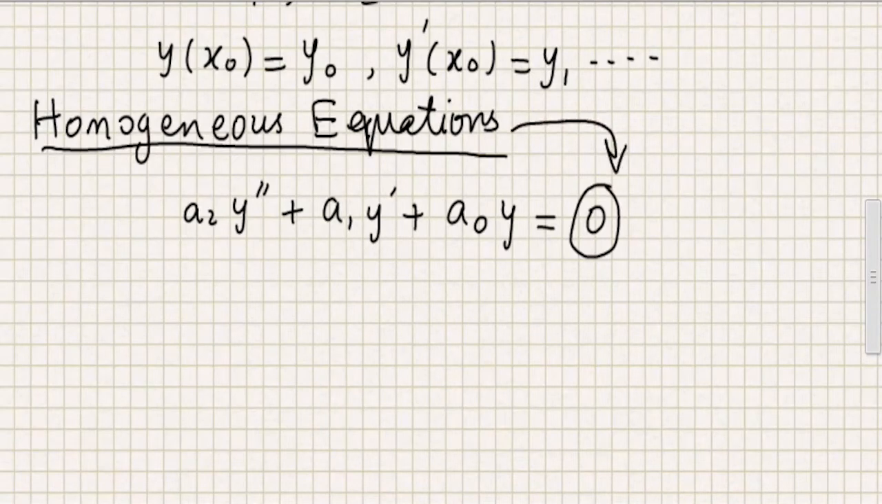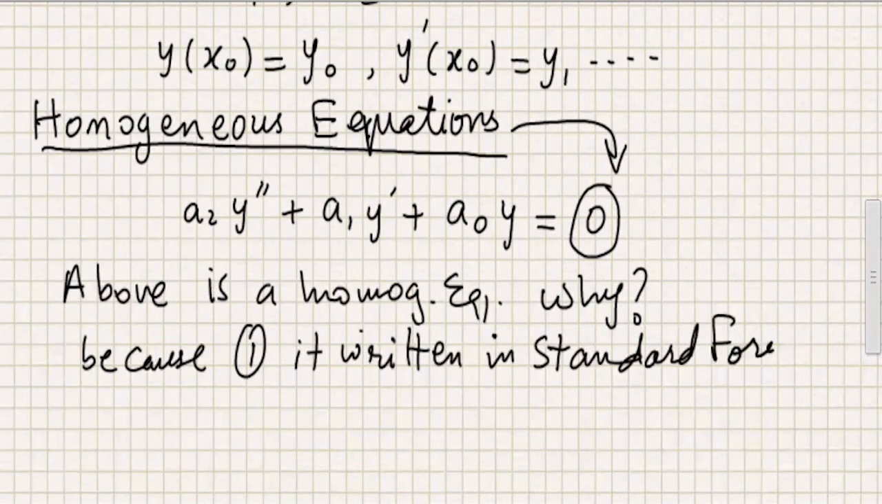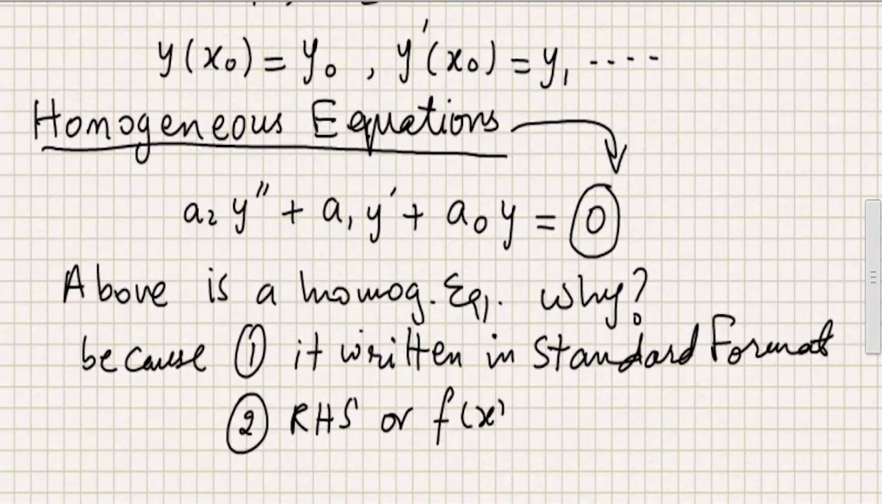Why? Because number one, it is written in the standard form. This is the first requirement. And the second thing is that the right hand side of this equation is 0, or f of x is equal to 0.